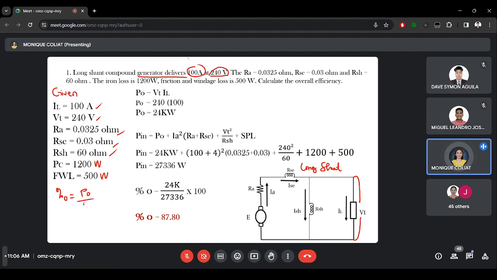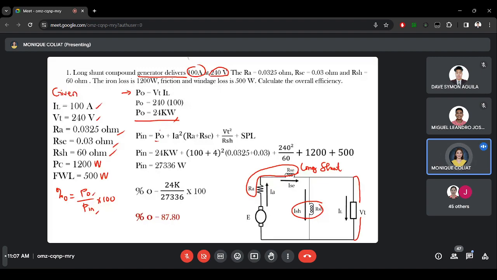So we have PO. Do we have IA? Not yet. So we have to get that. We have RA, RSE. We have VT, RSH, and we can now get SPL. So to get IA, you have to get the equation. The equation of IA is always like this, right? IA is equal to ISH plus IL. So IA is equal to ISE.